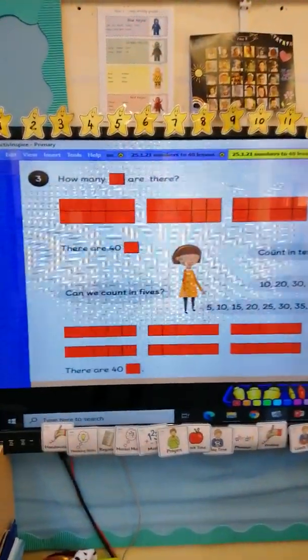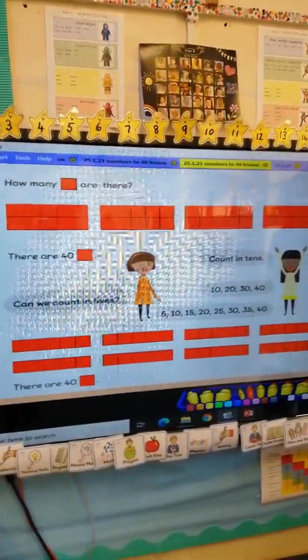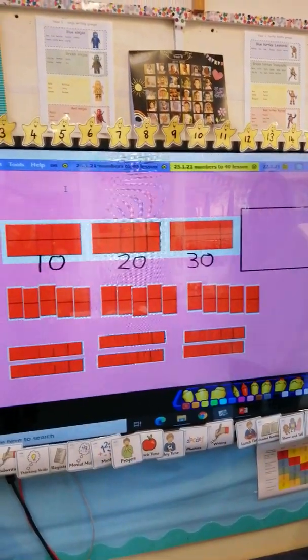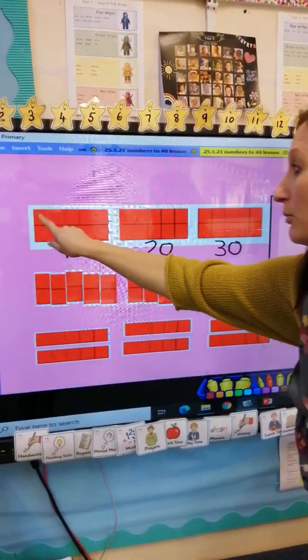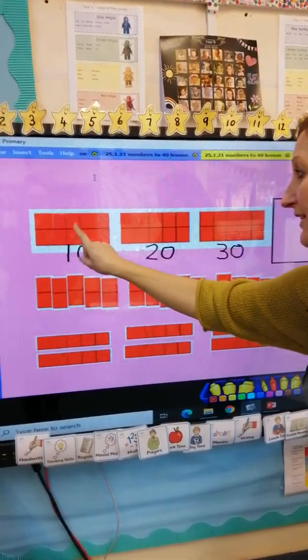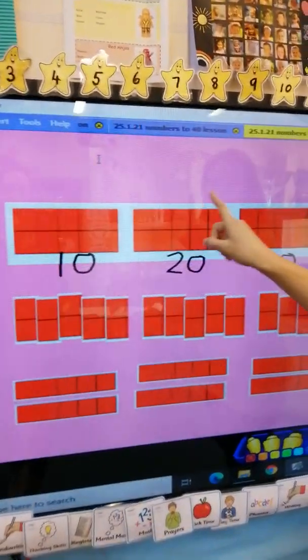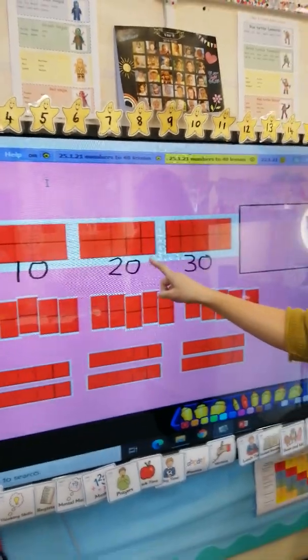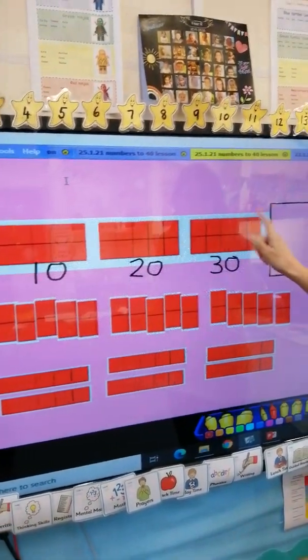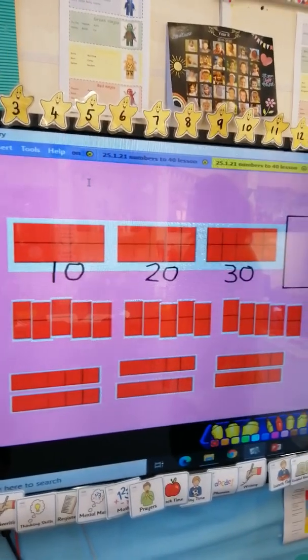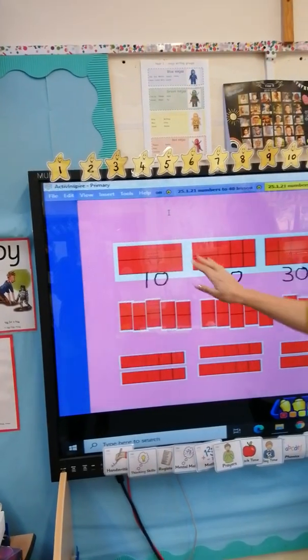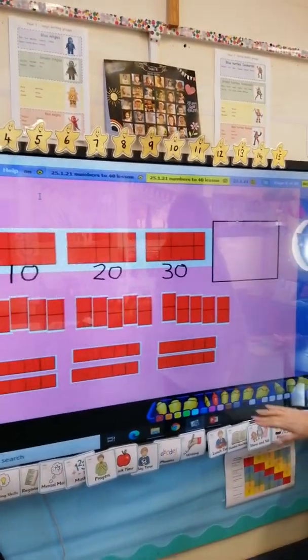Okay, well done. Now we had a little practice of this on Friday, didn't we? And we looked at it together and we said, oh, we could count it in tens. Let's remind ourselves. We counted 1, 2, 3, 4, 5, 6, 7, 8, 9, 10, up to 30. And we said, actually, that's a very long way of doing it, isn't it? So we said there was a really fast way of doing it. We could count it in tens. So we could count 10, 20, 30.